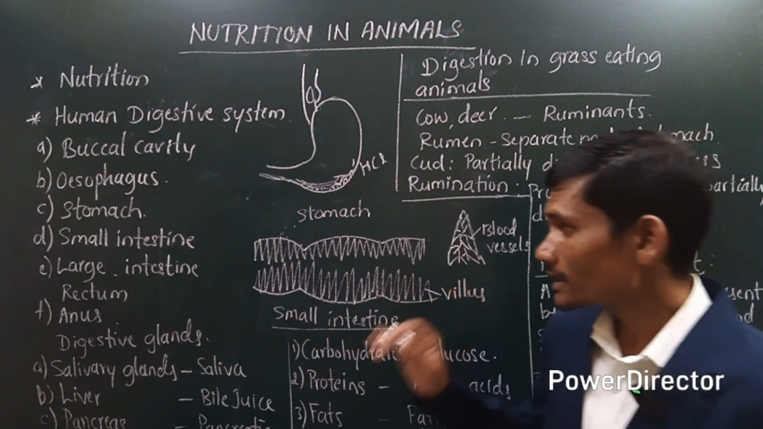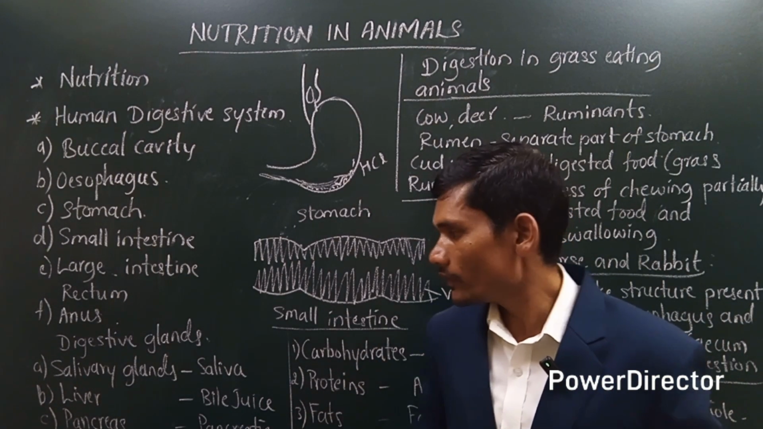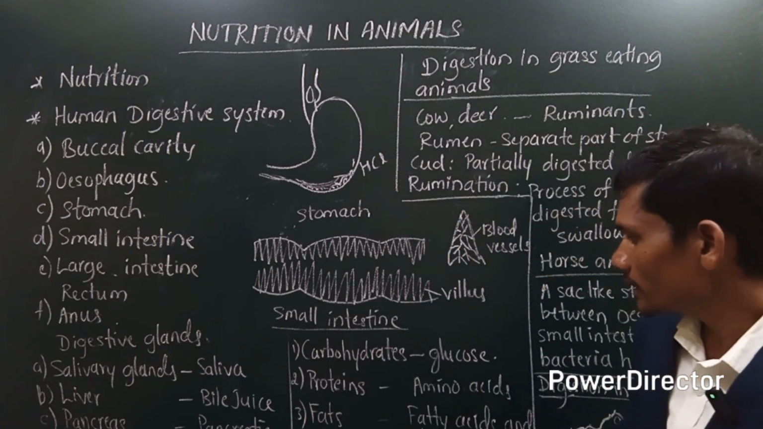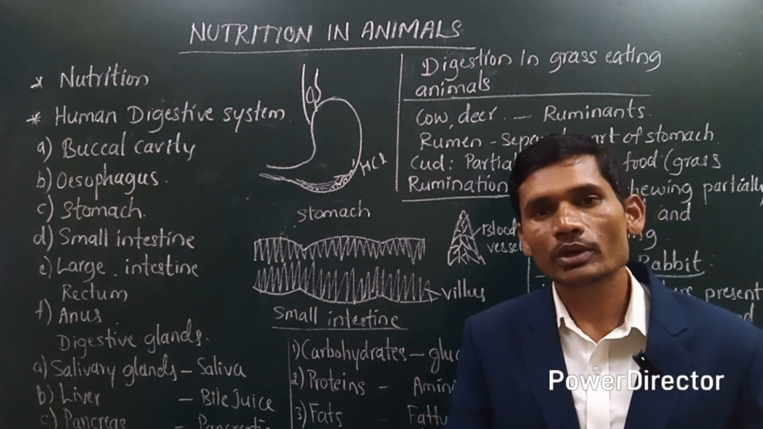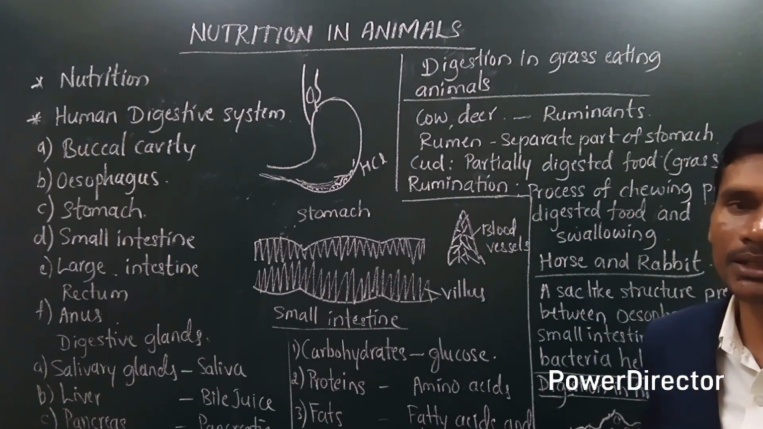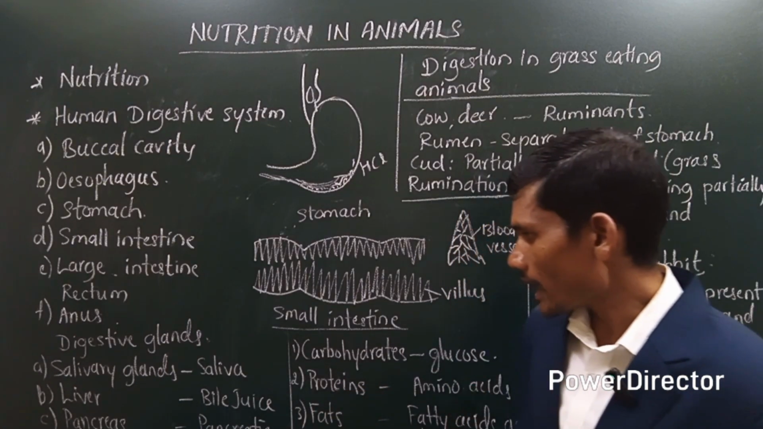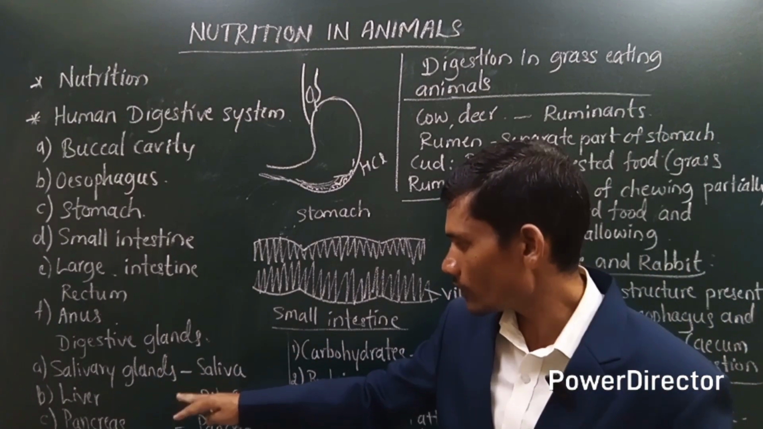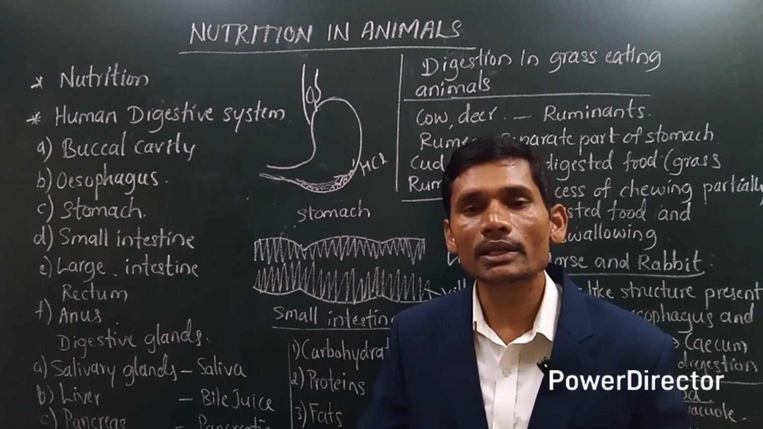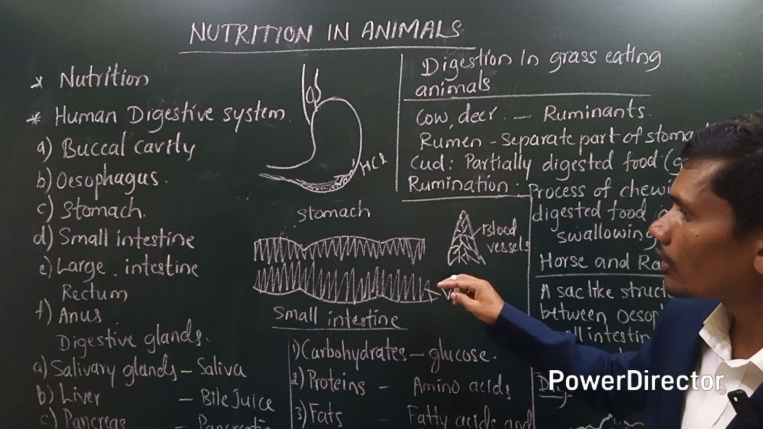Remember. Next, coming to how different food items are converted from what to what. Carbohydrates are digested into glucose. Proteins are digested into amino acids. Fats are digested into fatty acids and glycerol, remember. And as you already know, the liver secretes bile juice, the pancreas secretes pancreatic juice, and the salivary glands secrete saliva, remember. These are very important points. So this is all over here.